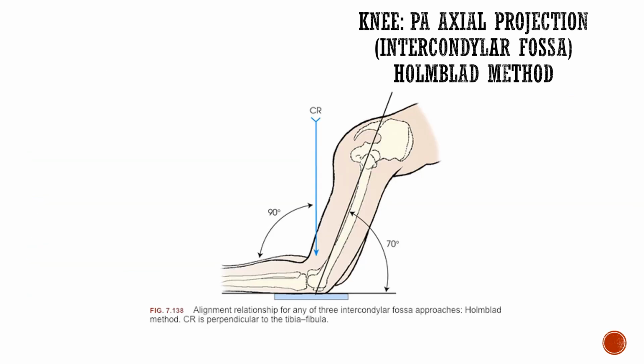So here's an image of the Holmblad method showing that 70-degree angulation of the flexion of the legs. We're going to see that the beam is perpendicular to the lower leg. It's going to be seen as well.